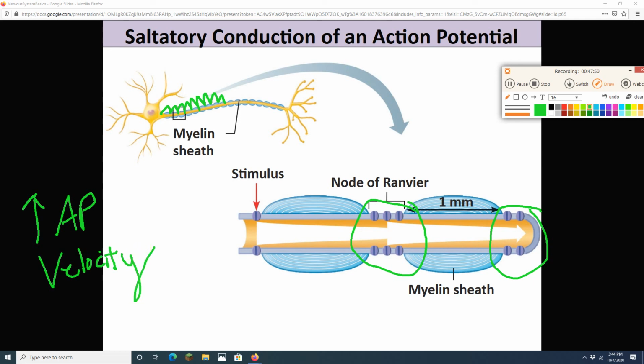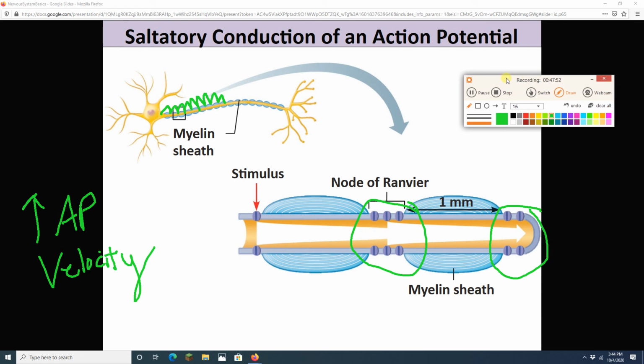Schwann cells are going to increase action potential velocity. That's one of the great things about insulation. Insulation is important for protection. Insulation is important so that neighboring axons don't influence one another, but it also speeds things up.